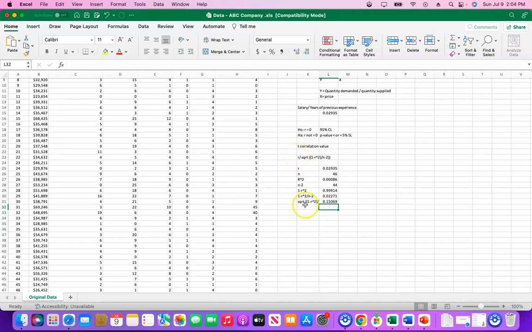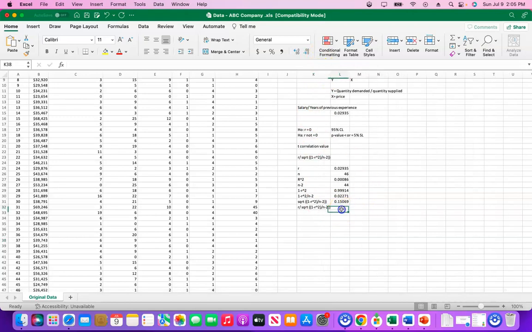Now we're going to take r divided by this value. So we need to find r divided by the square root, which we have obtained here. And so I'm going to put equal sign, click r, divide by this value here. And so you can see that the t correlation value is actually this value here.